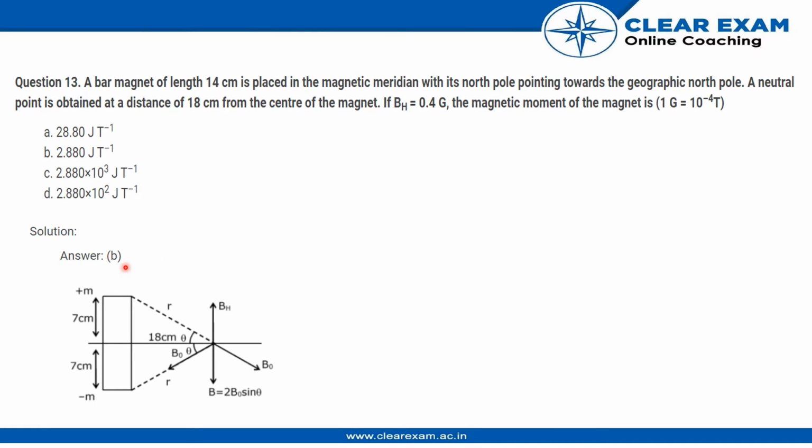So what the question is saying is that this is a bar magnet, and there is a neutral point placed over here, at a distance of 18 cm from the magnet. Now there will be some magnetic field acting on this neutral point, which will be equal to B naught in this direction. And now this B horizontal is given to be 2 B naught sine theta. So let's analyze.